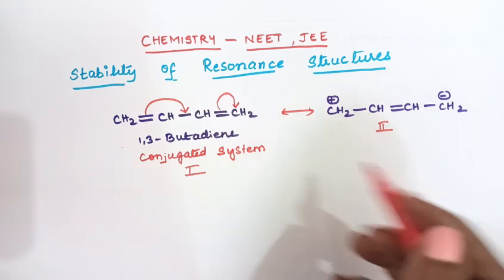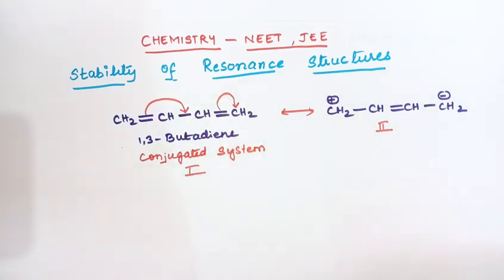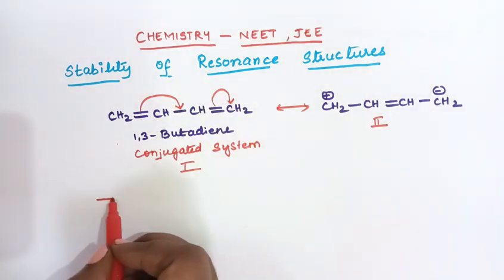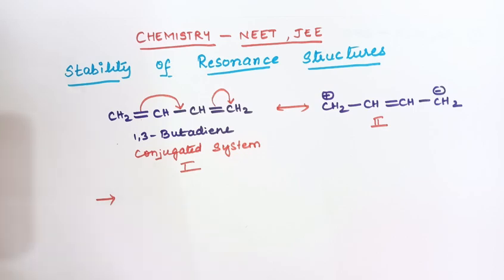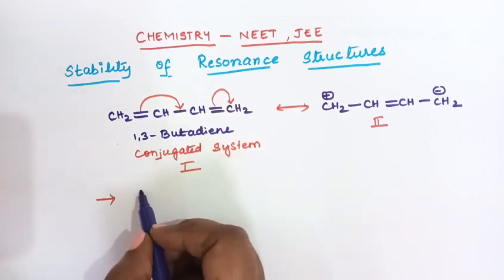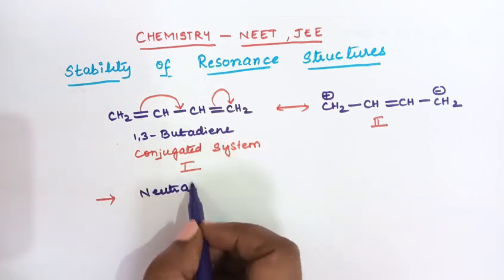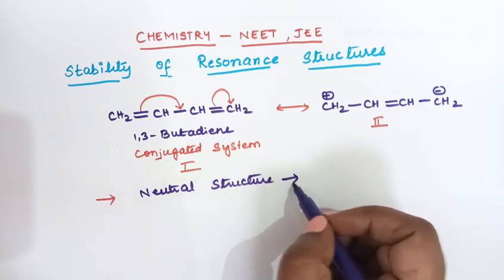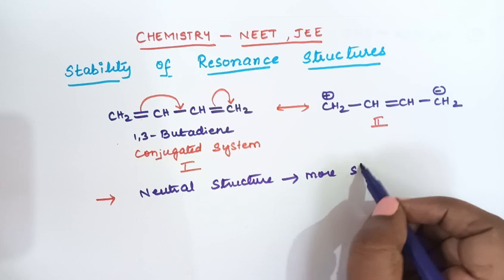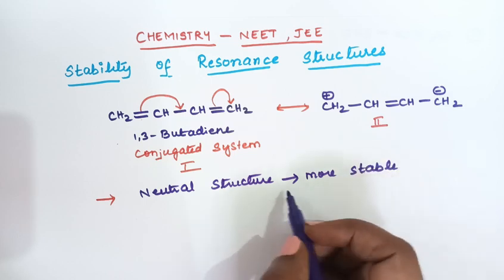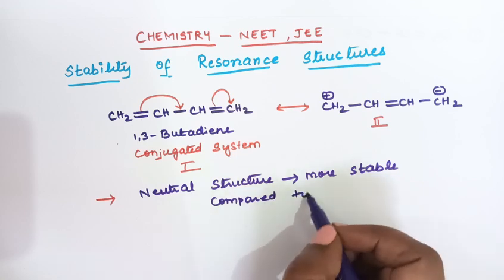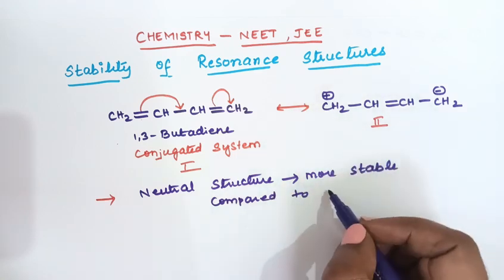Now we have to find which is more stable. So between 1 and 2, which is more stable we have to find. To find that, students, what you have to remember is, if it is a neutral structure, it will be more stable compared to a structure having charge.